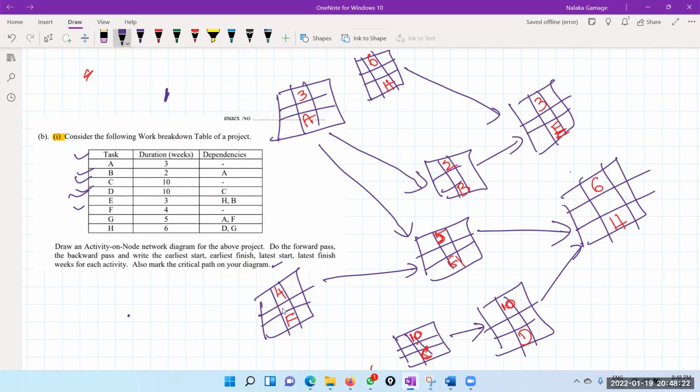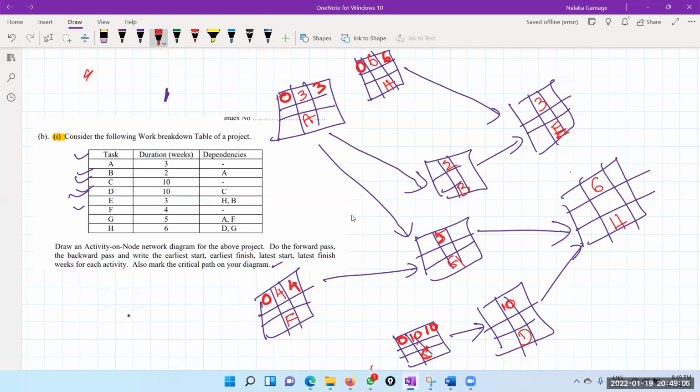Now this is earliest start, earliest finish, latest start, latest finish. So let's take this one. Zero, this one zero, this one also zero, because they are not depending on any task. So this task takes 3 days. Earliest finish is 3. Here earliest finish is 6. Here earliest finish is 4. Here earliest finish is again 10, because it takes 10 days.